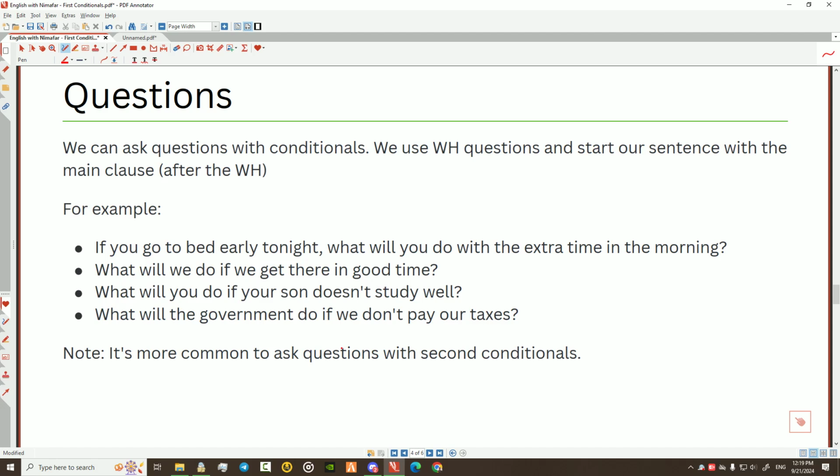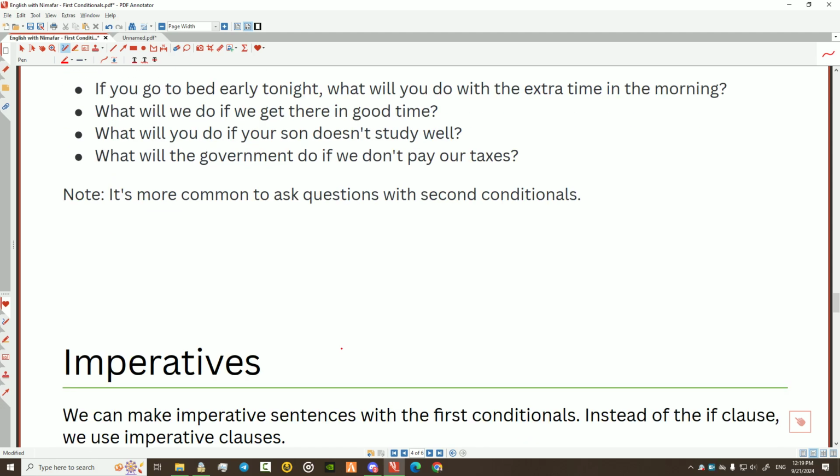What will you do? I don't know. With what and with the if clause. Mostly we ask with second conditional, like what would you do if you had wings? What would you do if you were rich? What would you do if you were, I don't know, something.